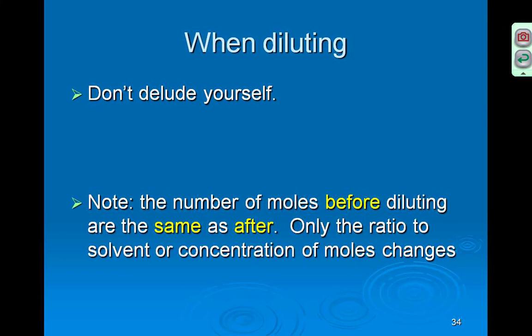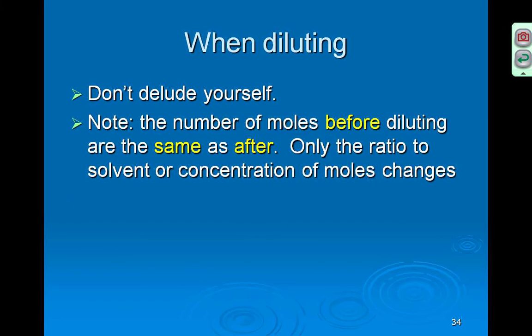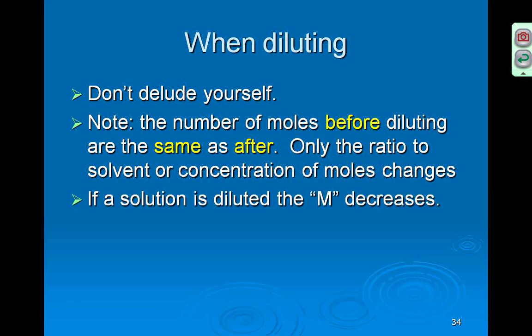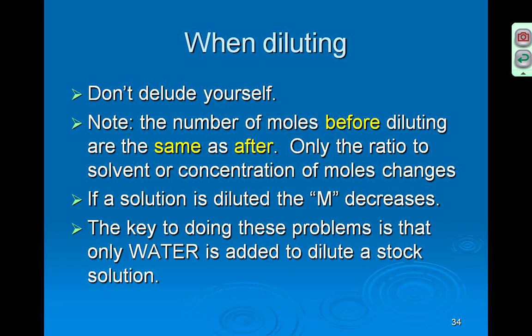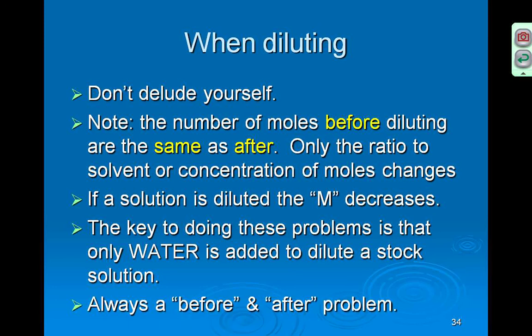Sulfuric acid is 18 molar, nitric acid 16 molar, hydrochloric acid is 12 molar. When you dilute, remember the number of moles before are exactly the same as the moles afterwards. You still have the same amount of stuff in there according to moles, even though the solution part may have changed. The ratio to solvent, or concentration of moles, changes. So if a solution is diluted, the molarity decreases. The key to doing these problems is that only water is added to dilute a stock solution.